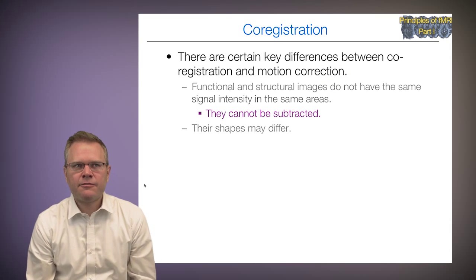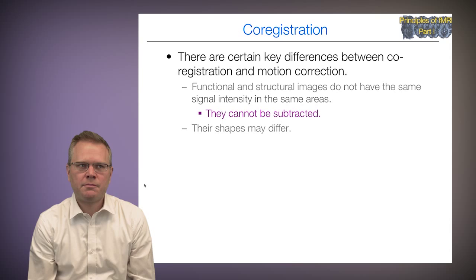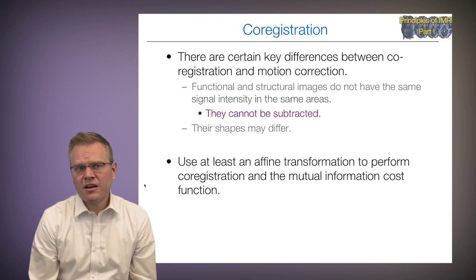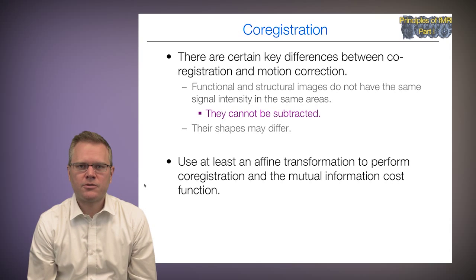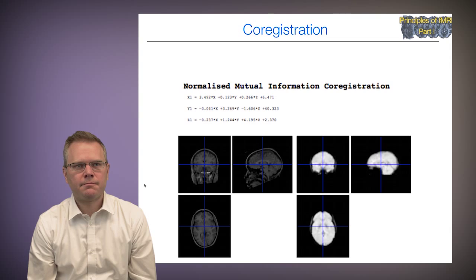There are certain key differences between co-registration and motion correction. Here, the functional and structural images don't have the same signal intensity in the same areas because they have different contrast, so they can't be directly subtracted from each other. Also, their shapes may differ from each other. So here we have to use at least an affine transformation with 12 degrees of freedom to perform co-registration, and often a mutual information cost function is used. Here we see an example of a co-registration in the software program SPM, where the functional image has been co-registered using mutual information onto a structural scan.